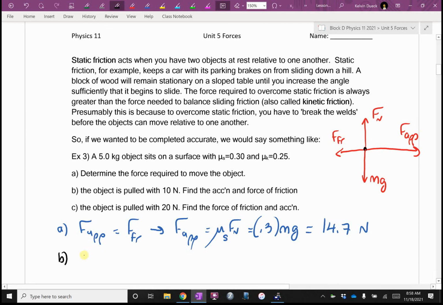So what's A exactly as a number? I can say without even thinking about it, A is 0. Not only that, I can tell you how big friction is. Friction, if I pull with 10, is not 14.7. If I pull with 10 and it doesn't accelerate, how big must friction be in the opposite direction exactly? Got to be 10.